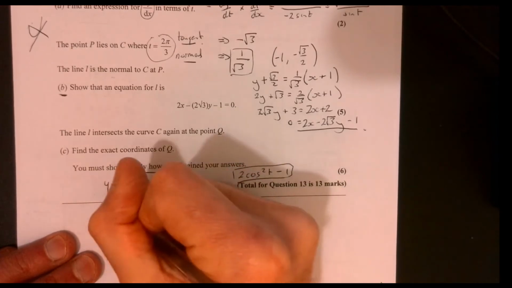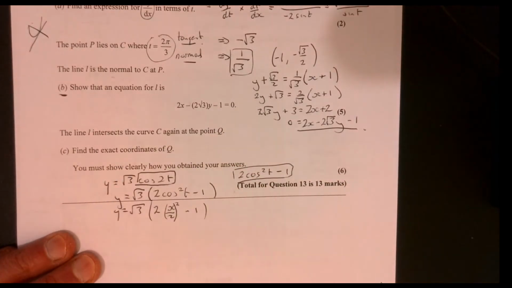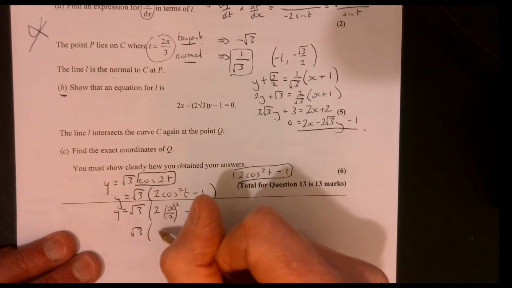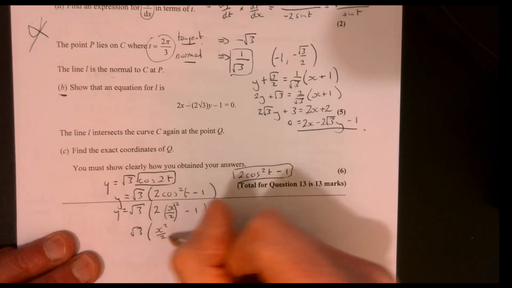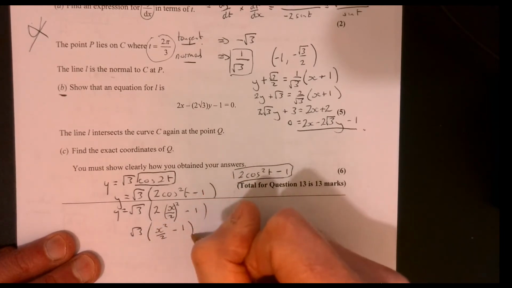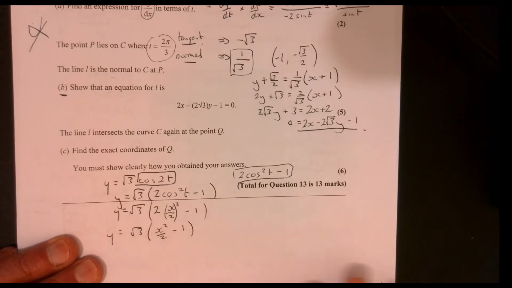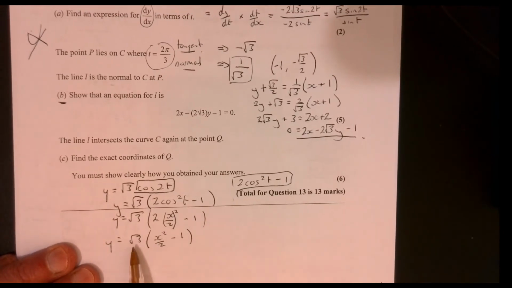Remember, everything's multiplied by root 3. And let's see where this goes. So what am I going to get here? Well, I've still got a root 3 here. And that's going to give me x squared over 2. Don't forget, got to take away 1. Right. Now let's have a look at the line that we're trying to see if it will cross over.